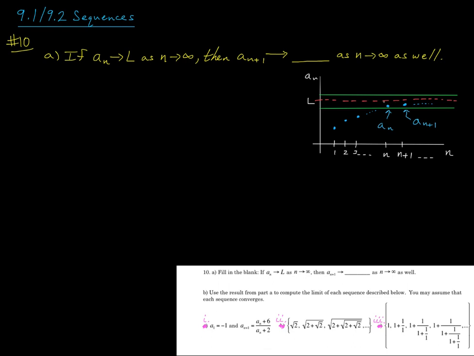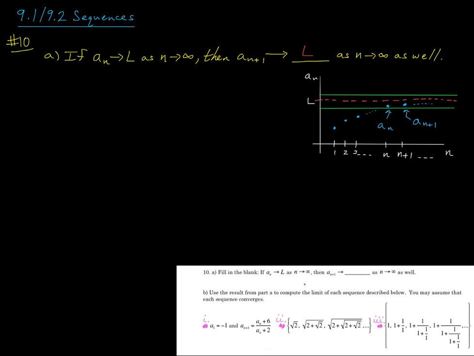Now if a sub n is within this window of L, then a sub n plus 1, which is just the term that immediately follows a sub n, will also be within that window. And so we conclude that if a sub n approaches L, then a sub n plus 1 will approach L as well. Now for part B, it says use the result from part A to compute the limit of each sequence described below.